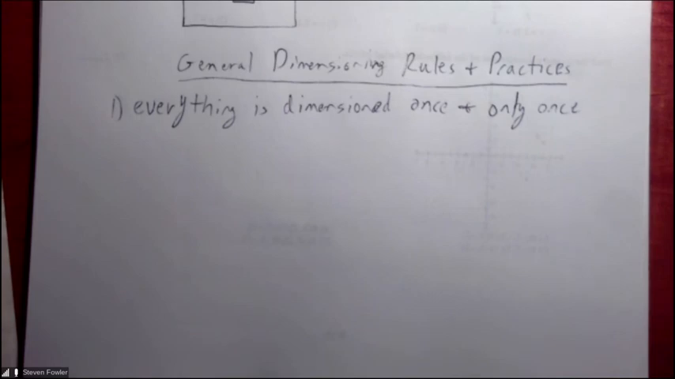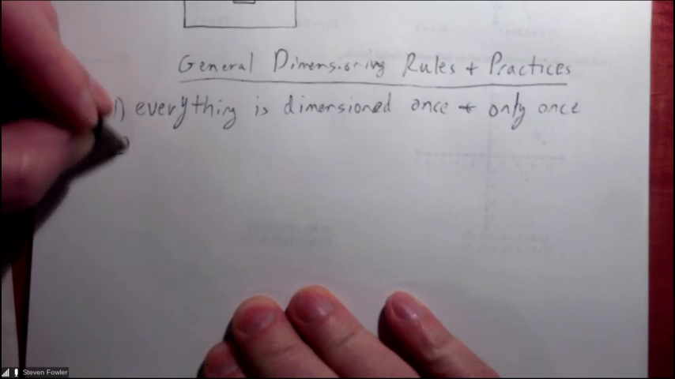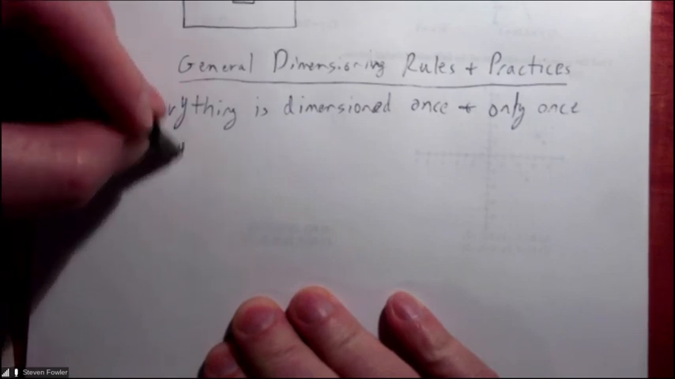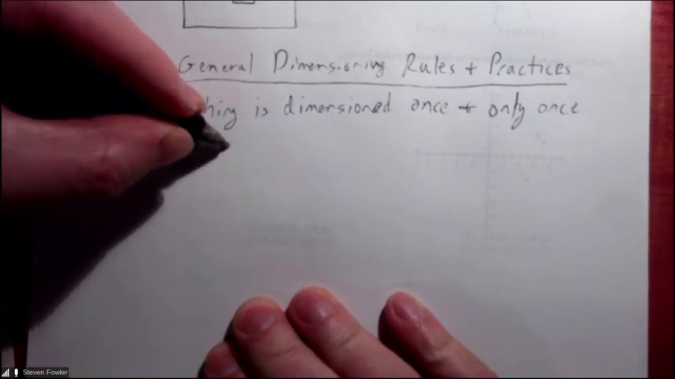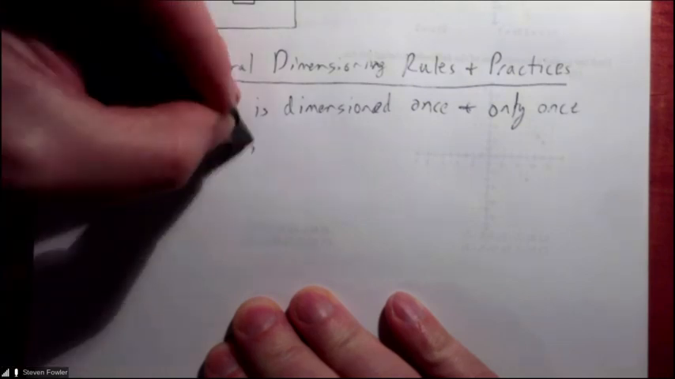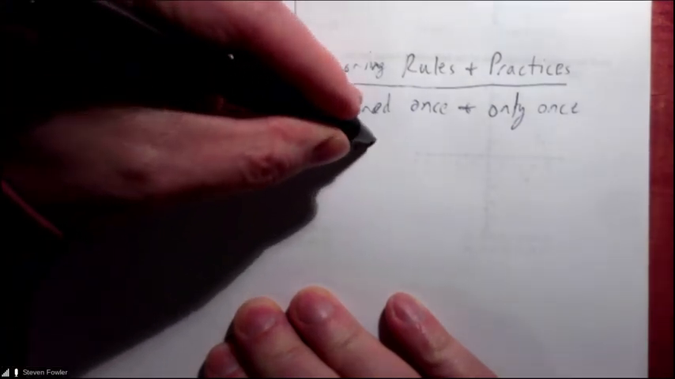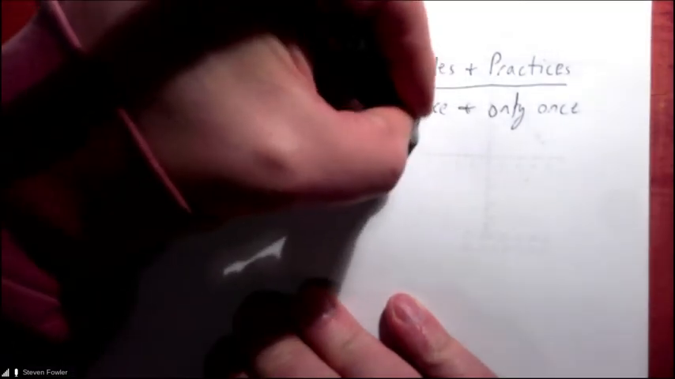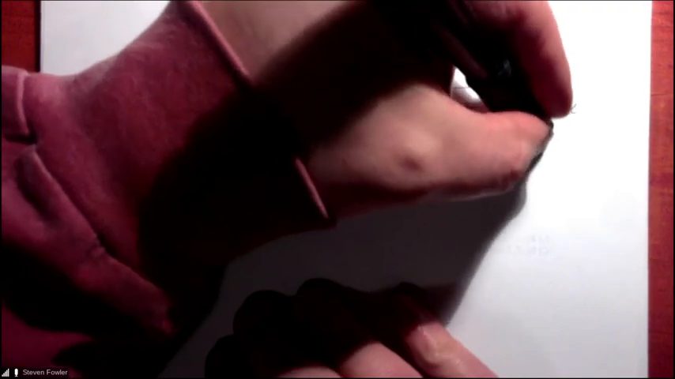So if I'm in class, what I would say is, all right, well, the first rule of dimensioning is everything is dimensioned once and only once. And then the second rule of dimensioning is that everything is dimensioned once and only once.